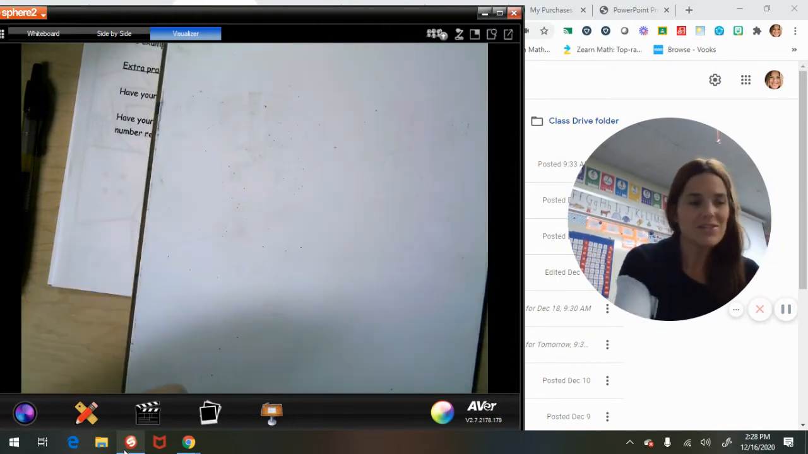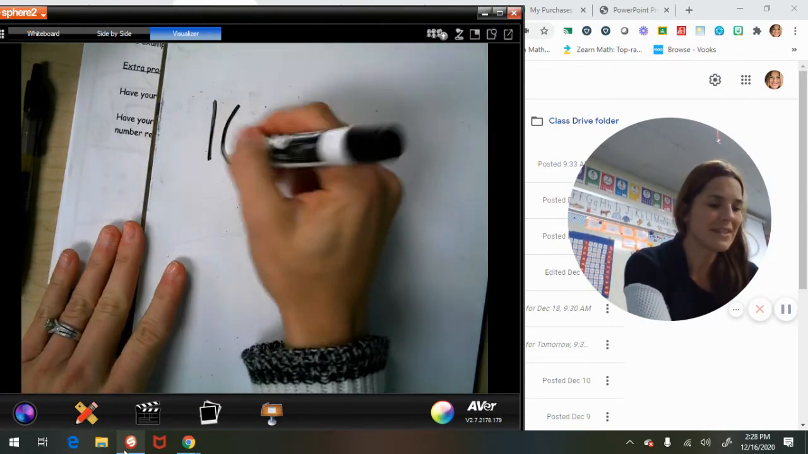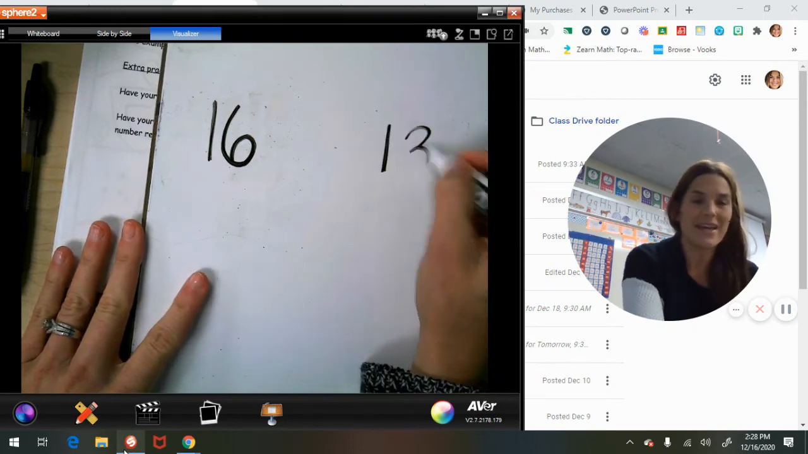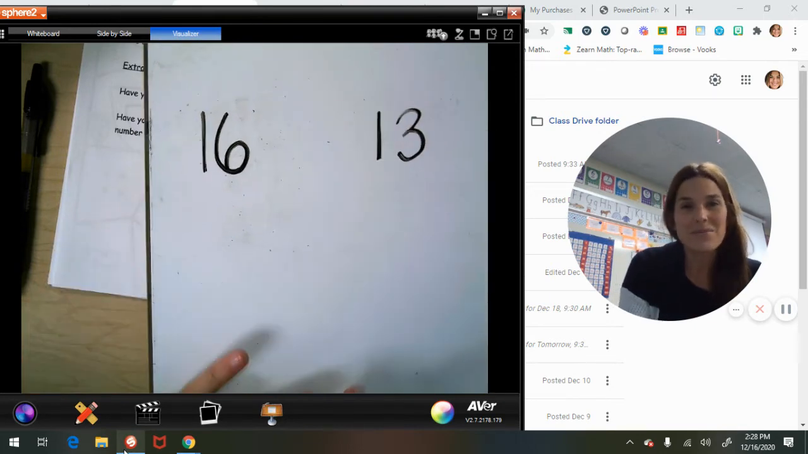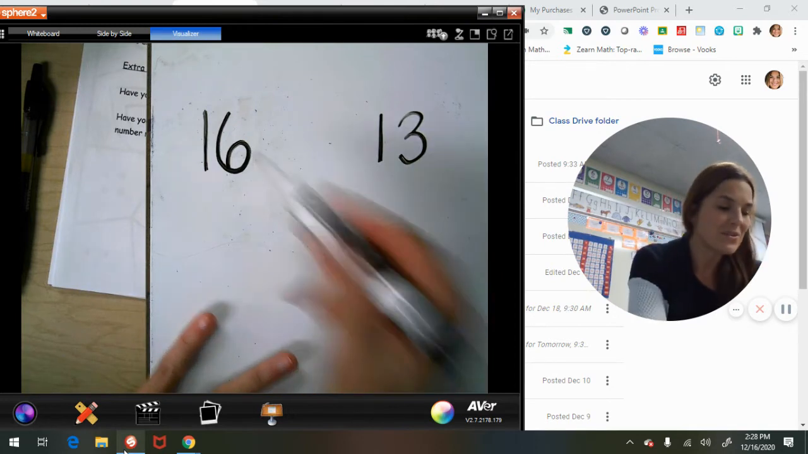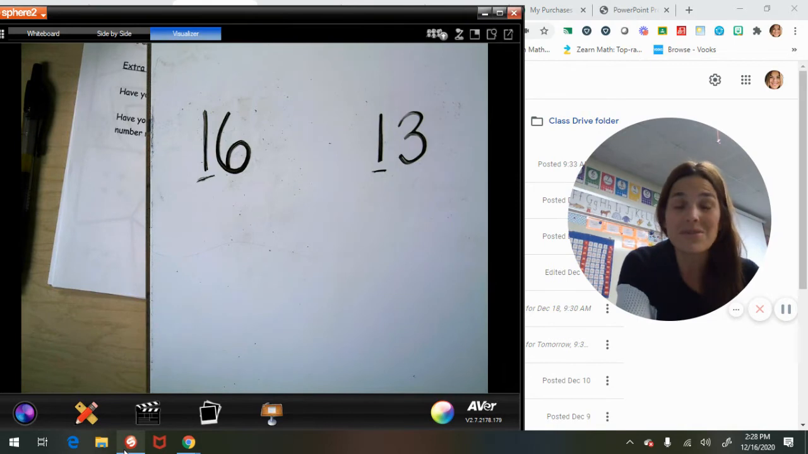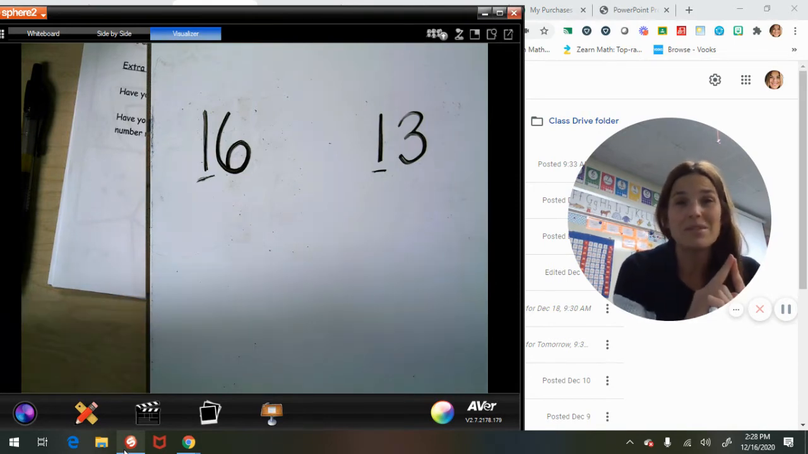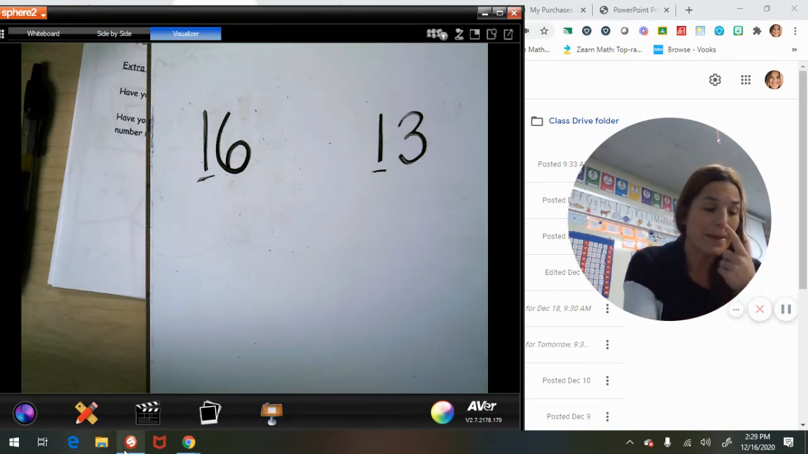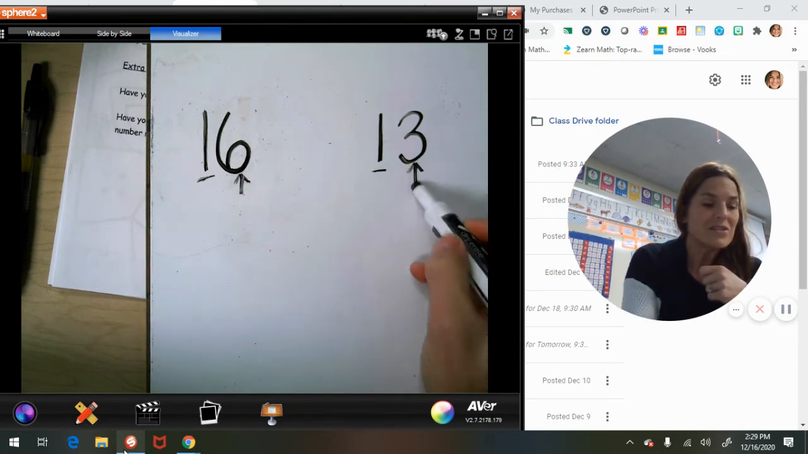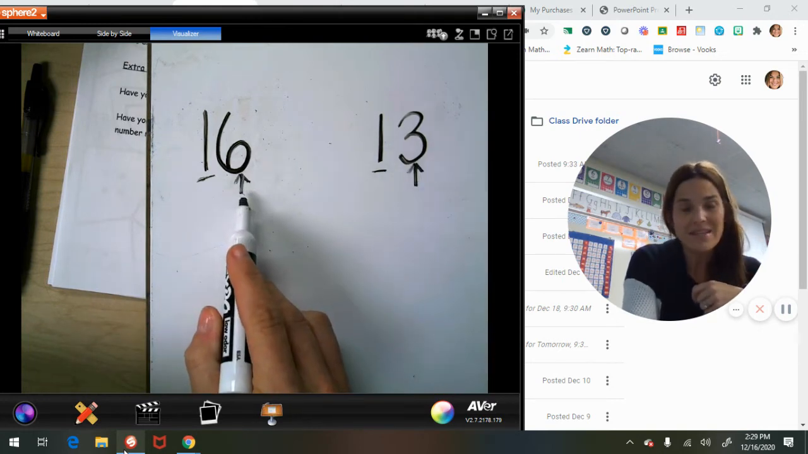So let's try another one now. All right, let's use the numbers 16 and 13. Just like in the other two that we just did, these two numbers both start with a 1. So we're not going to look at those because they're the same. They're equal. When something's equal, it's the same. We're going to look at this number right here. So right here we have the number 6.